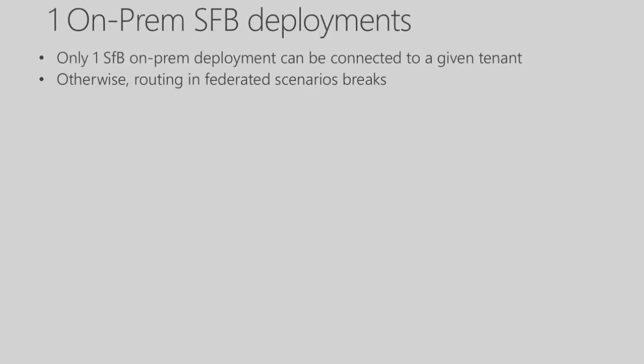So now let's talk about the fact that you need to have one on-prem SfB deployment. This is kind of a core principle, that only one deployment on-prem can be connected to a given tenant. And the reason is that otherwise, you're going to have federated routing scenarios that aren't going to work.